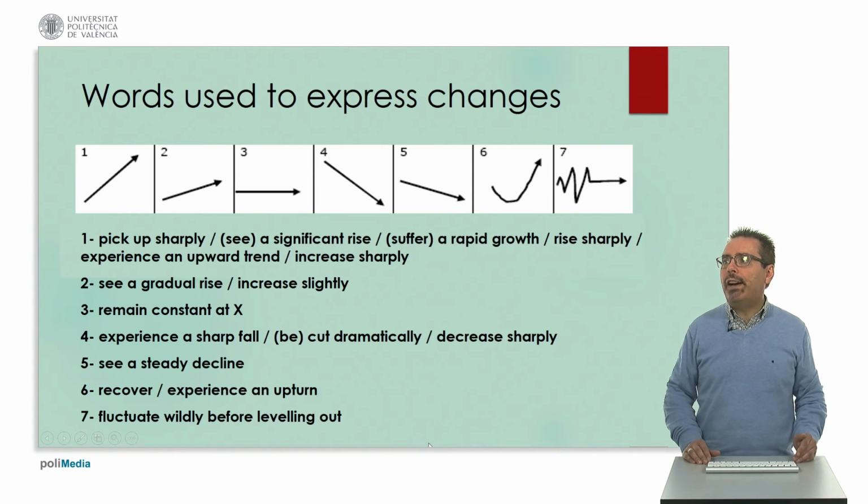In the next situation, 5, we can use expressions such as to see a steady decline. Steady, not sharp in this case. In situation 6, a different one, we can use expressions such as something recovers or something experiences an upturn, going down and then up again. And the last situation is a more variable one. We can use expressions such as something fluctuates widely before leveling out.